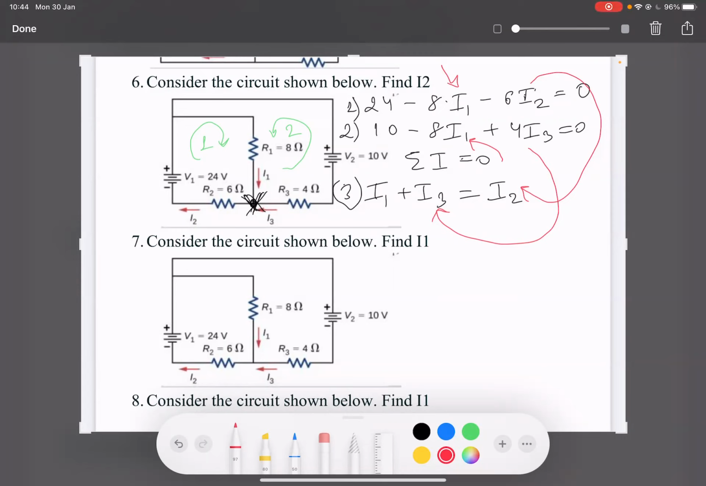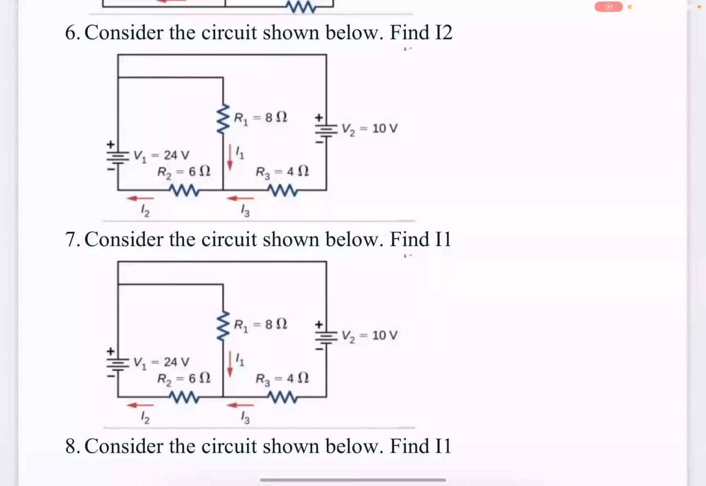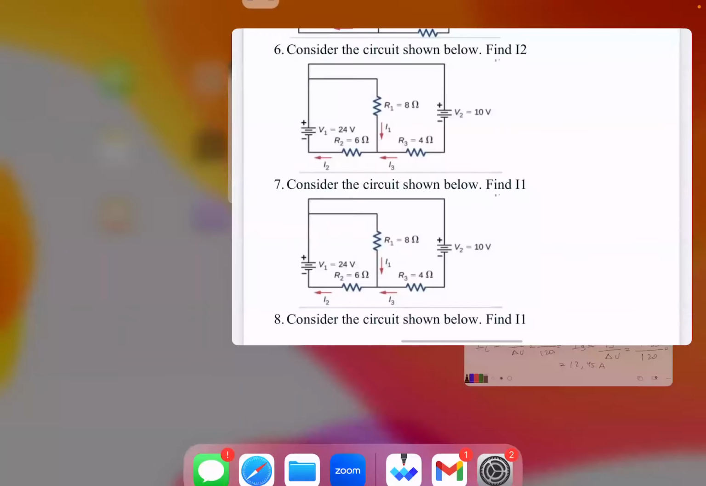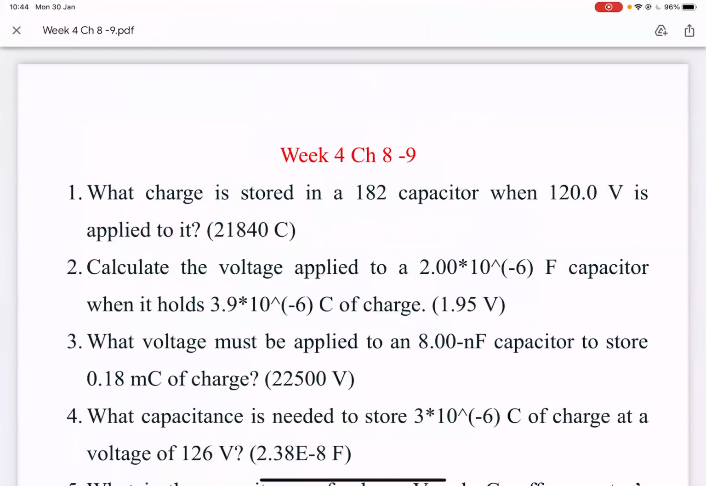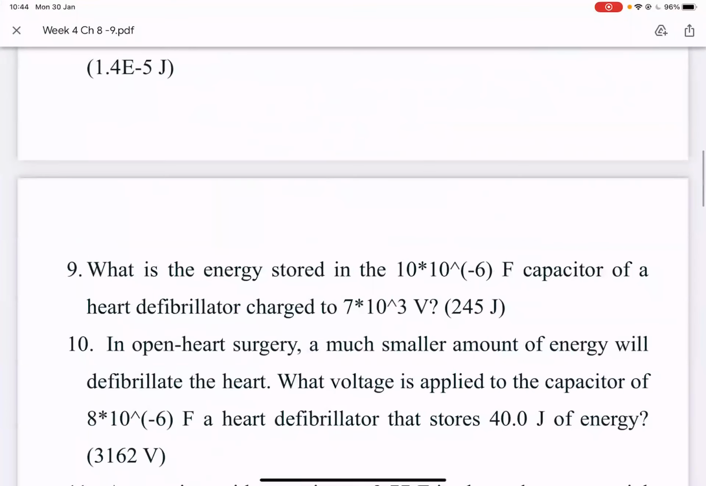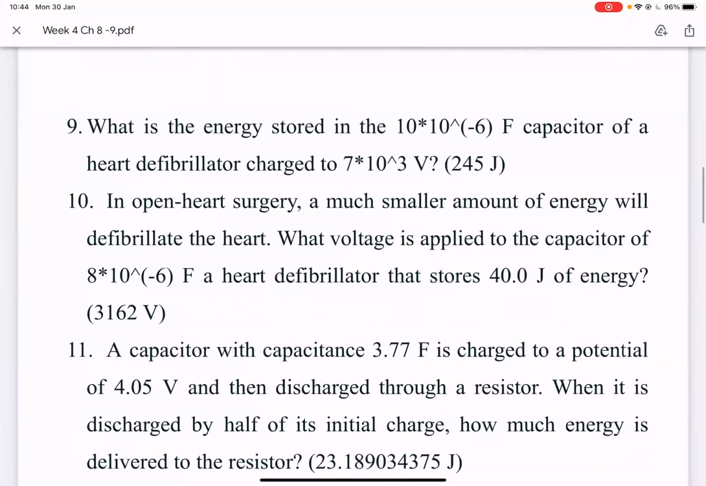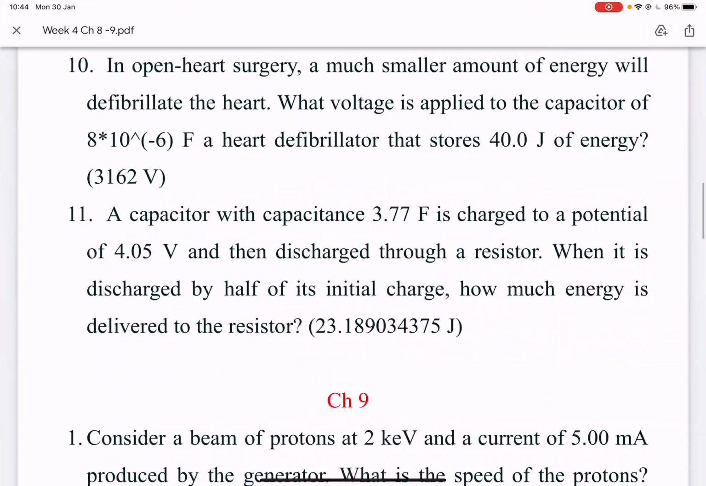What else? Now there is one more problem, I think. Chapter 1. Let me delete this one. So let's go back to the problem number. Okay, problem number 11.